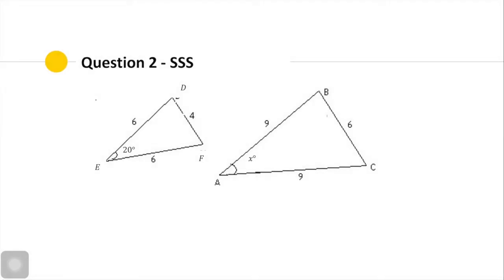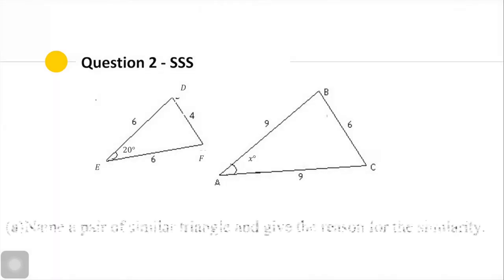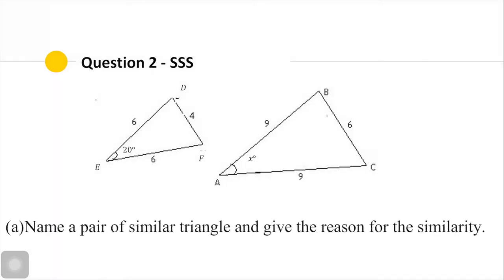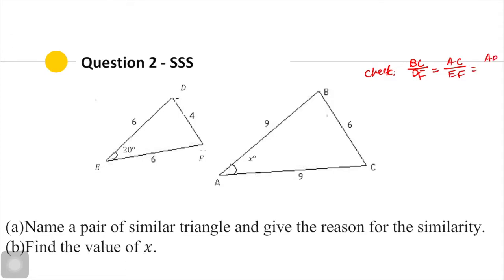Okay, question 2. Name a pair of similar triangles and give reasons. So let's try. What we want to check is whether BC over DF is the same as AC over EF equals to AB over ED.